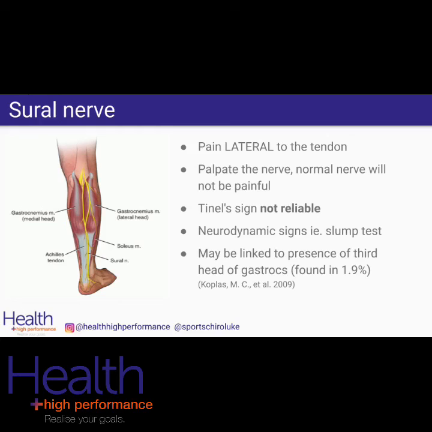Those with sural nerve involvement tend to feel more pain on the outside of the tendon. Pain can also refer down into the foot along the path of this nerve. You can palpate the nerve, and a normal nerve will not be painful. Tinel's sign of tapping the nerve is not reliable for this. However, neurodynamic signs like a slump test can be used. Sural nerve irritation may also be linked to the presence of a third head of the gastrocs.